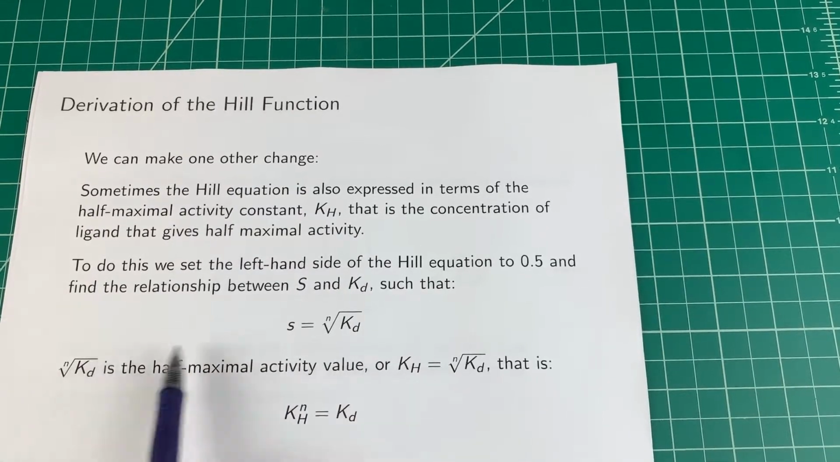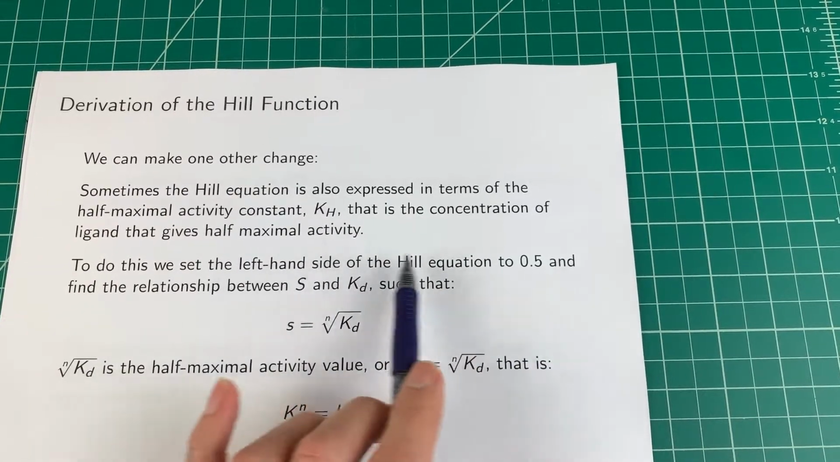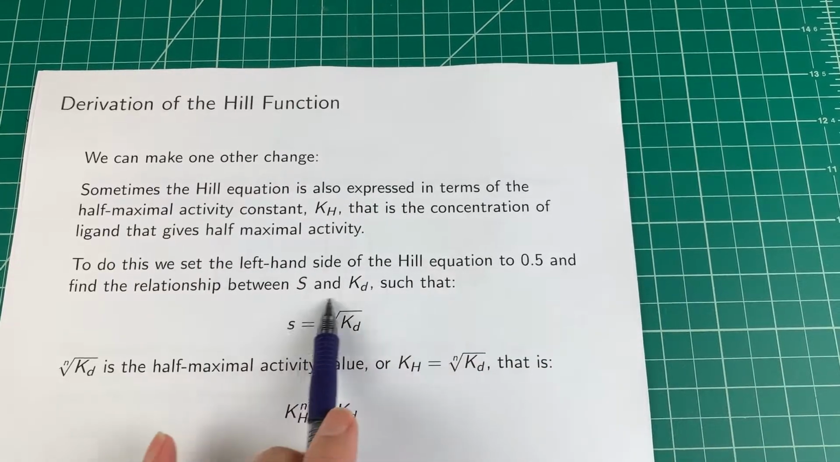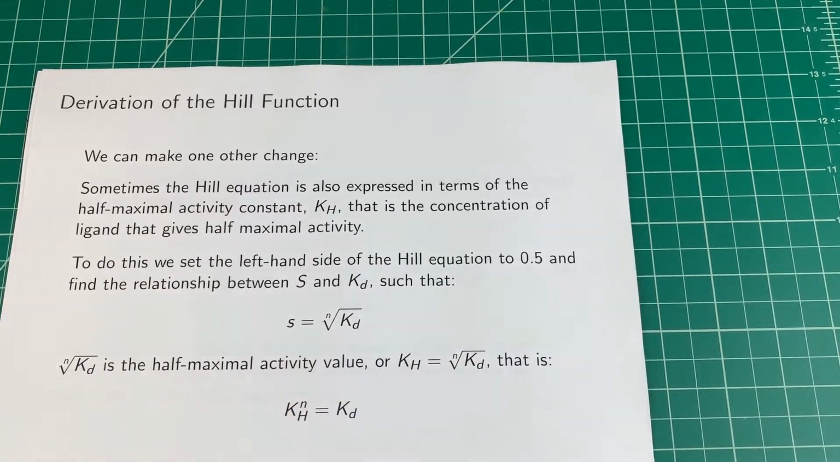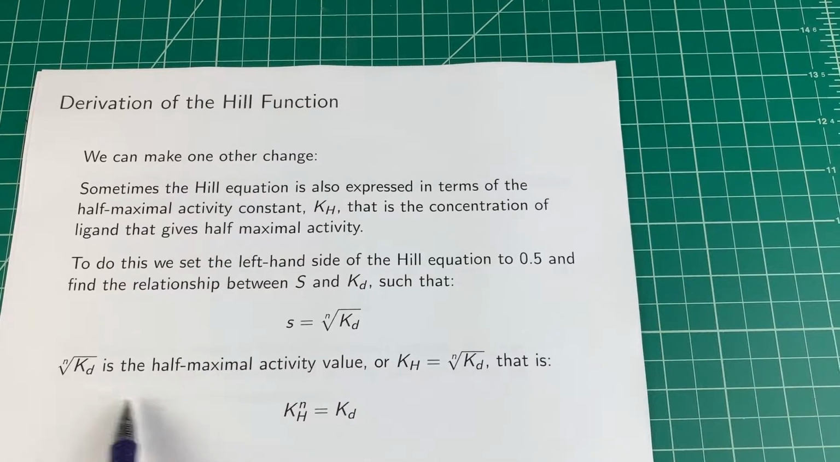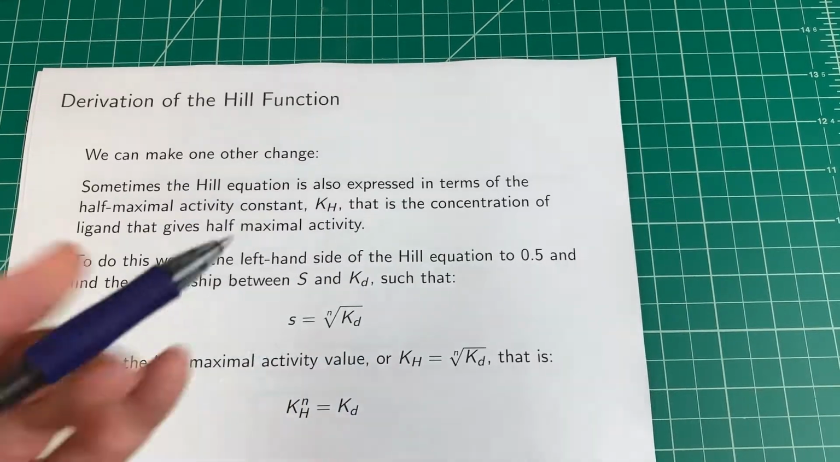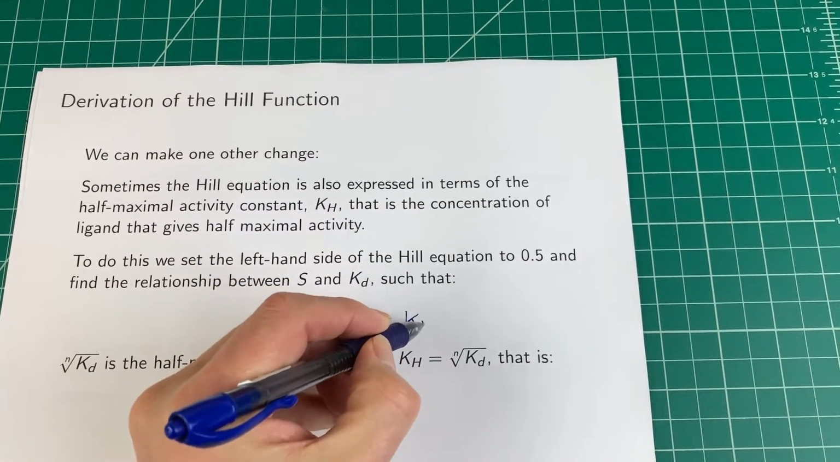So now, because we set the left-hand side of the Hill equation to 0.5, this is the substrate concentration that gives you half maximum velocity. Therefore, I define this to be Kh. I basically say this is Kh.